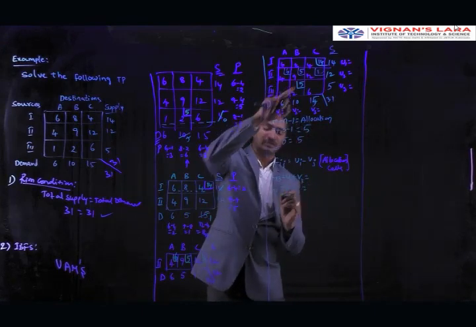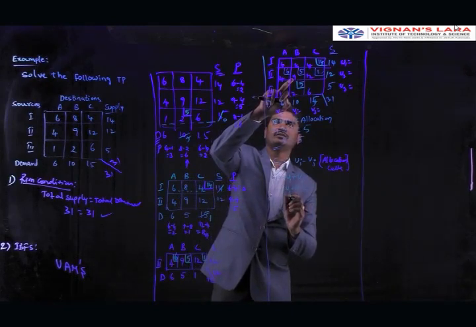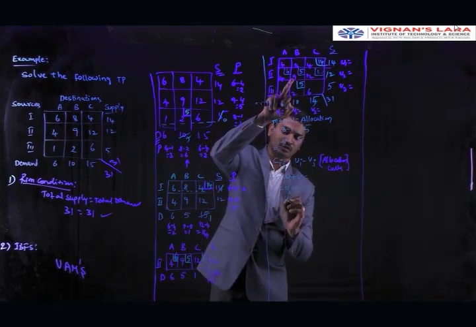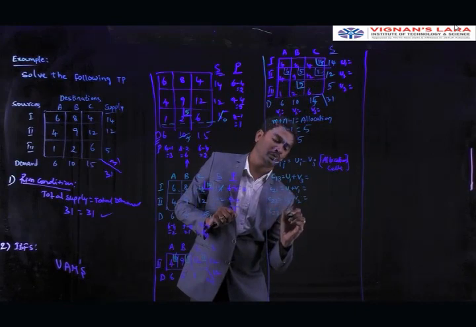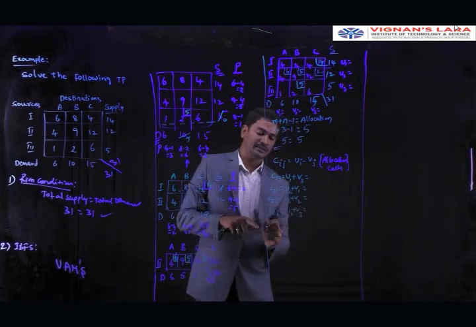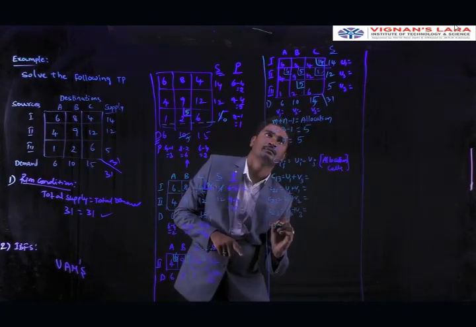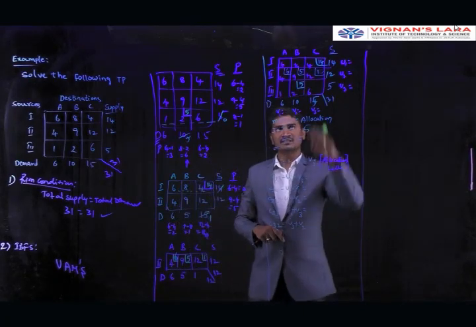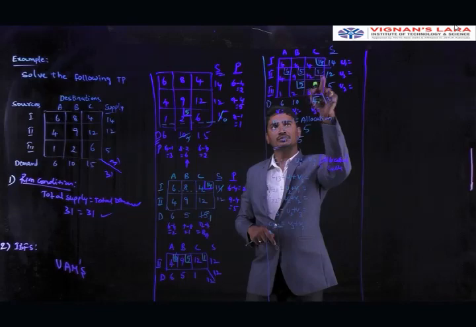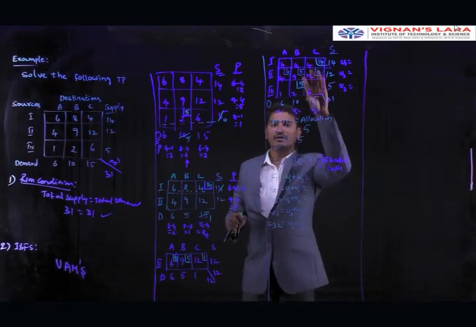Next coming to the second one, C22. Here C22 means U2 V2. Next this one, C23, U2 V3. Next here C32, U3 plus V2. Here total 5 rows are satisfied. 1, 2, 3, 4, 5. Here also we have 1, 2, 3, 4, 5. 5 equations we have obtained from these allocations.